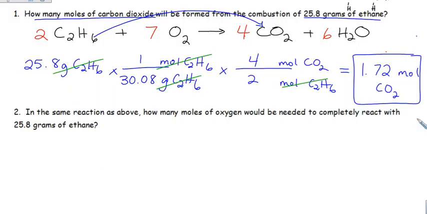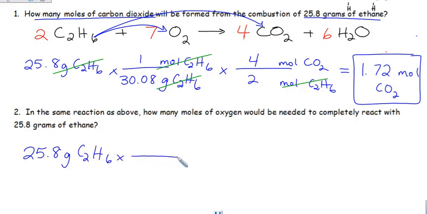In the same reaction as above, how many moles of oxygen would be needed to completely react with 25.8 grams of ethane? So if I have a certain amount of ethane, how much oxygen would I need to completely burn it all? And so, again, we cannot use grams. This 25.8 grams of ethane needs to be converted into moles, which we kind of already did, so we'll set it up exactly the same.